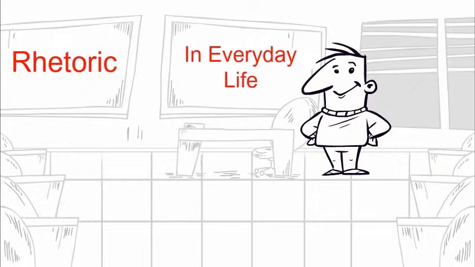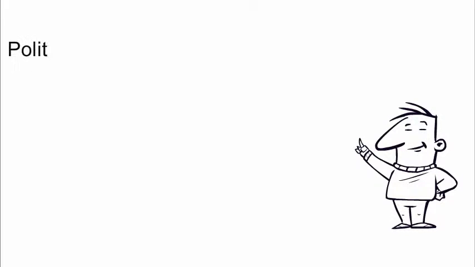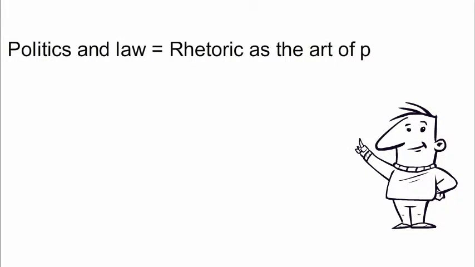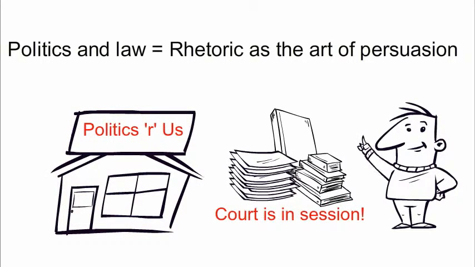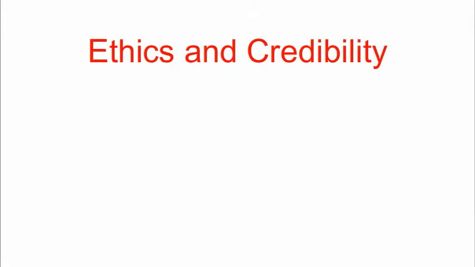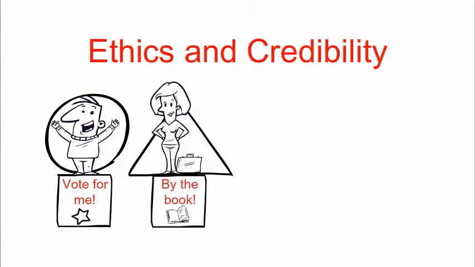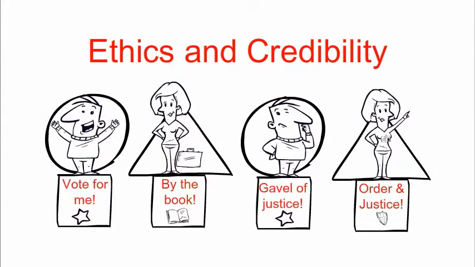Rhetoric happens in everyday life and across communities. For instance, in politics and law, rhetoric as the art of persuasion is practiced on Capitol Hill and in courtrooms across the country. In the world of politics and law, ethics and credibility are important aspects for politicians, lawyers, judges, and officers of the law in maintaining order and justice.